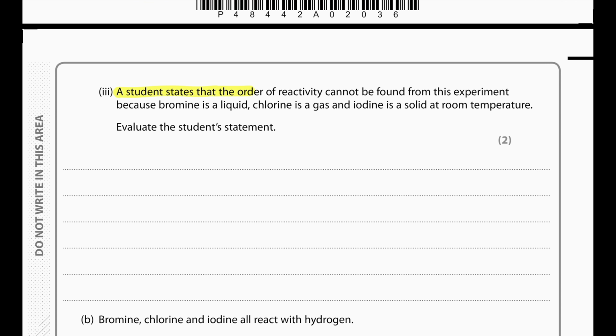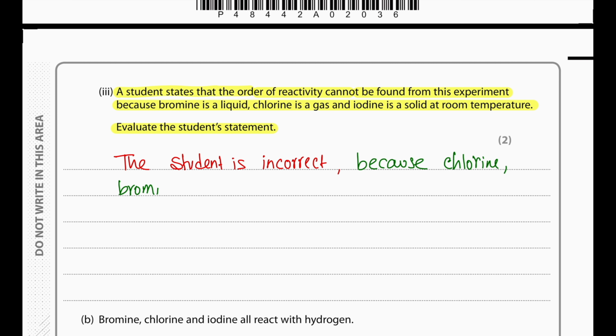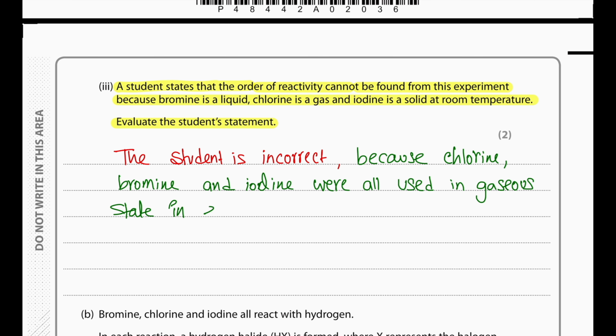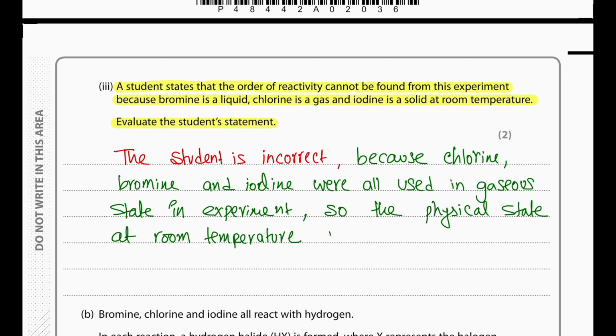A student states that the order of reactivity cannot be found from this experiment because bromine is a liquid, chlorine is a gas, and iodine is a solid at room temperature. Evaluate the student's statement. The student's statement is incorrect because all of them, chlorine, bromine, and iodine, were used as gases. So the physical states at room temperature are irrelevant.